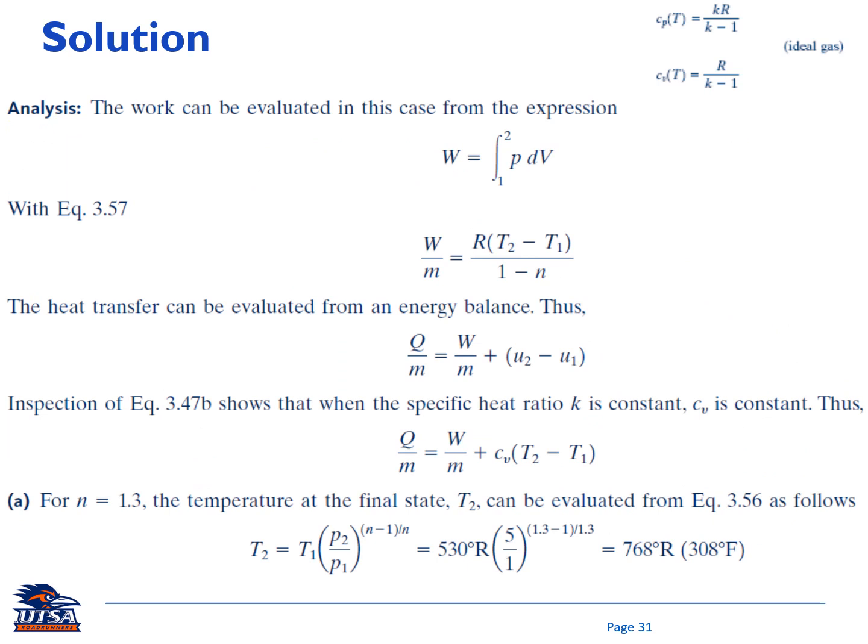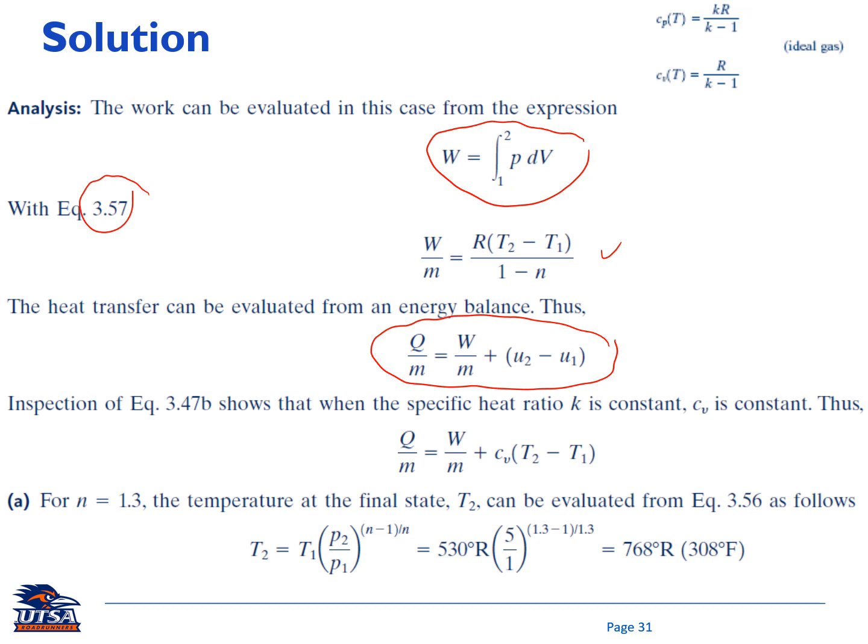Okay, so for the work, for sure we have this formula: integral from state 1 to state 2, P dV, and then we can use equation 3.57. We have W over M equal to R times delta T over n minus 1. And then the heat transfer can be calculated from the conservation equation, so the first law of thermodynamics: Q equal to W plus delta U.